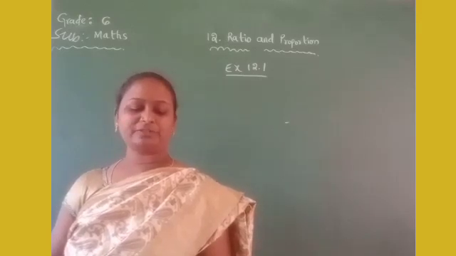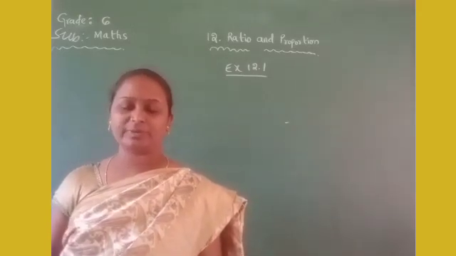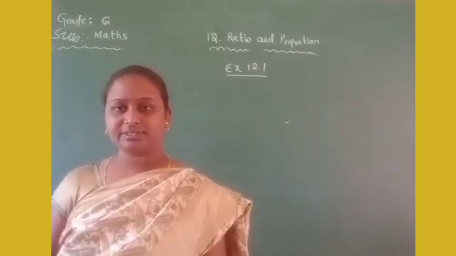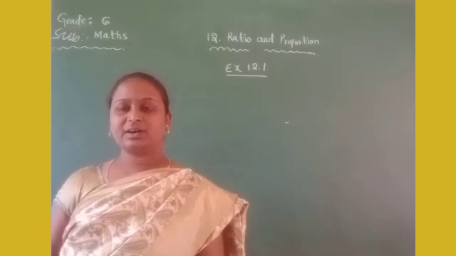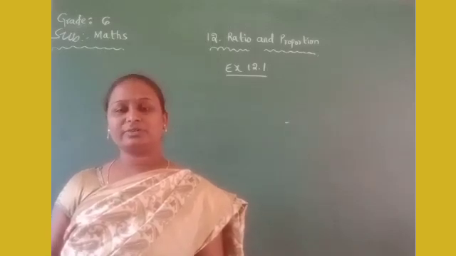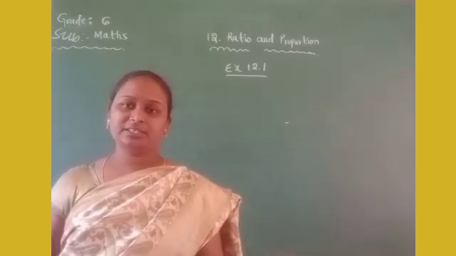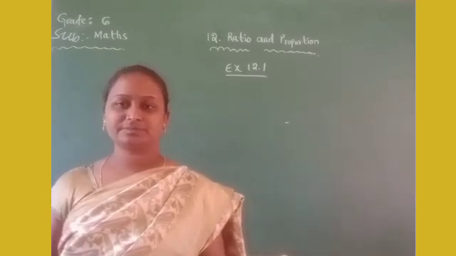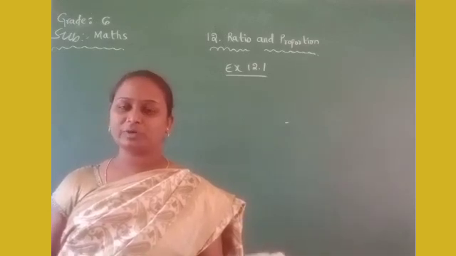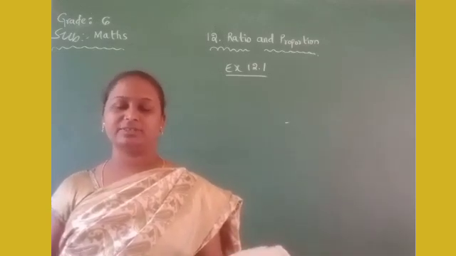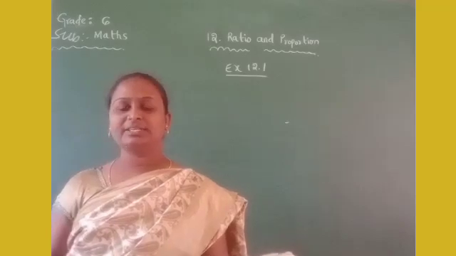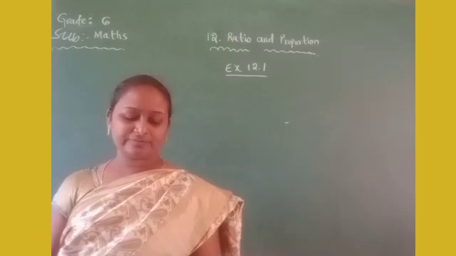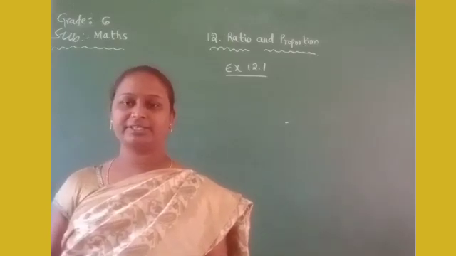Number of students who like football, how many students are there? 6. Number of students who like cricket? 12. So tennis, how can you find? First you have to add those who like football and cricket, and subtract that from 30. From total students you have to subtract those who like cricket and football. Then you know the number of students who like tennis. Next, it is easy to find the ratio.